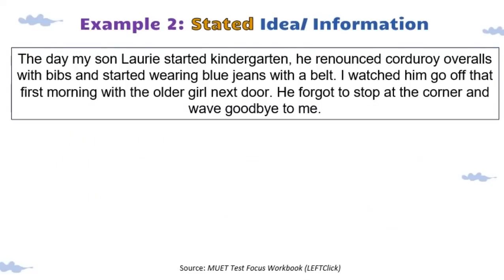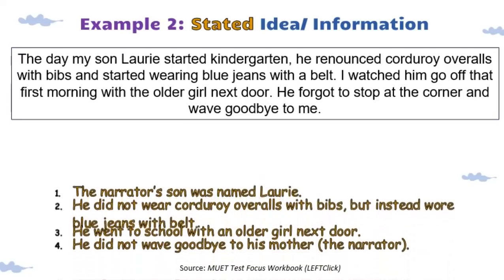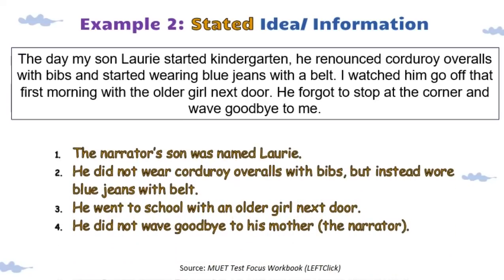The day my son Laurie started kindergarten, he renounced corduroy overalls with bibs and started wearing blue jeans with a belt. I watched him go off that first morning with the older girl next door. He forgot to stop at the corner and wave goodbye to me. So what is stated in the text? Okay, so the narrator's son's name was Laurie, yeah?